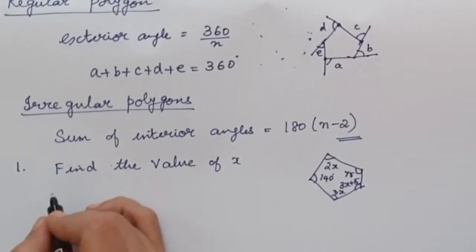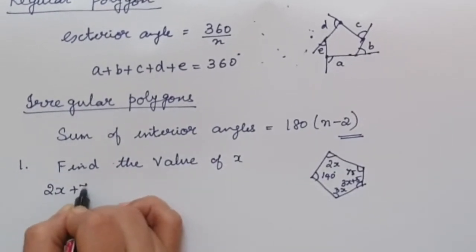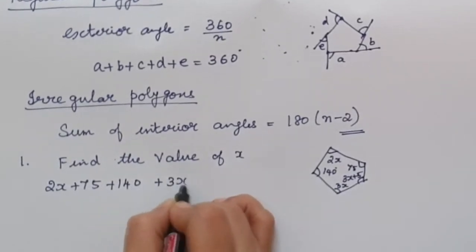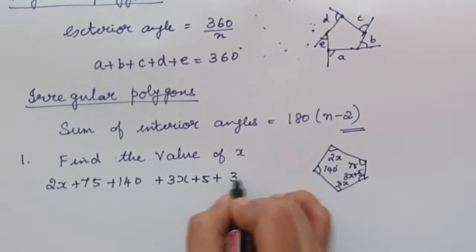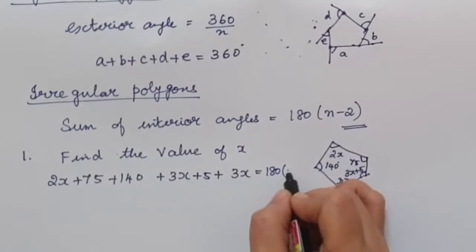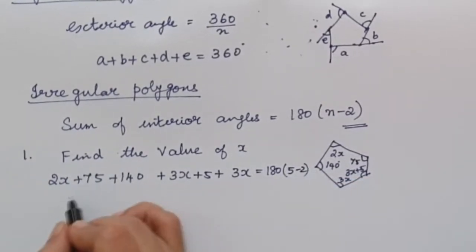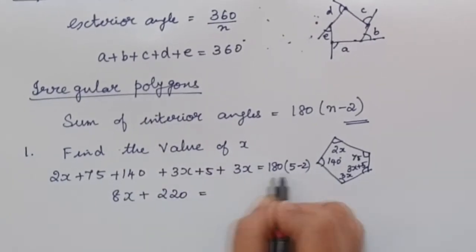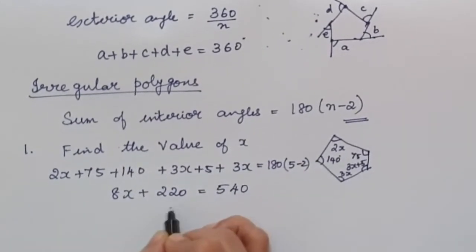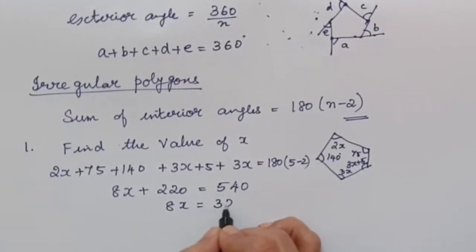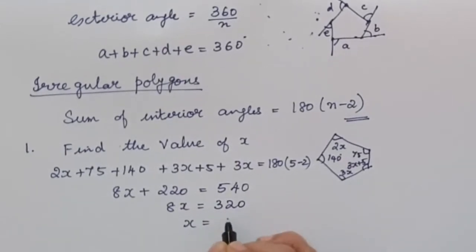So when we add up all the angles, it is 2x plus 75 plus 140 plus 3x plus 5 plus 3x. That will be equal to 180 times (n minus 2), and since it's a pentagon, n is 5, so 5 minus 2. When we add all this, it is 8x plus 220. When you simplify the right side, it is 540. So 8x will be equal to 540 minus 220, so it will be equal to 320. x will be equal to 320 divided by 8. So it is 40 degrees.